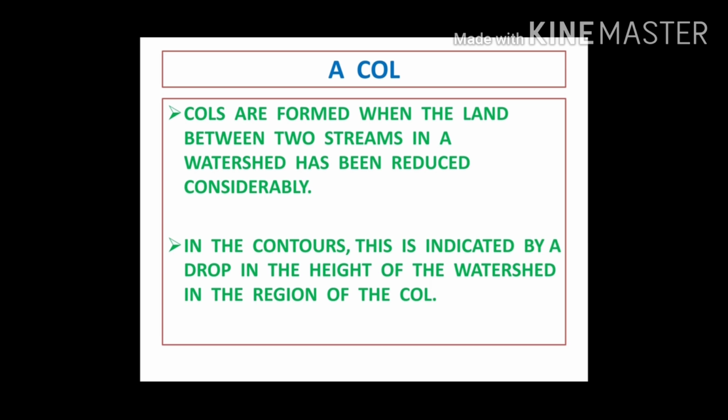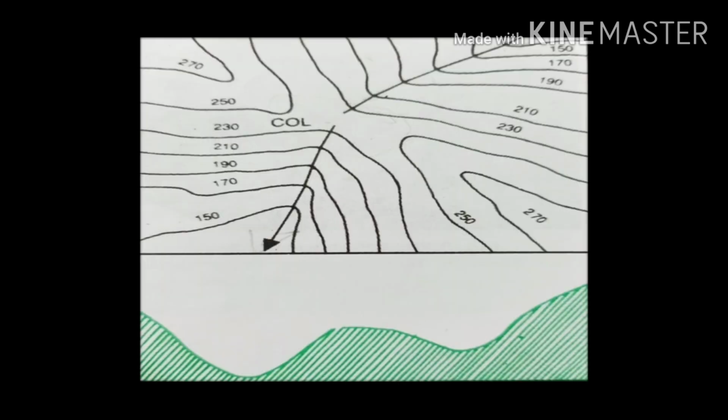Next in the list is col. Cols are formed when the land between two streams in a watershed has been reduced considerably. In the contours, this is indicated by a drop in height of the watershed in the region of a col. Now students, you should know what a watershed is, and then I will explain what a col is.